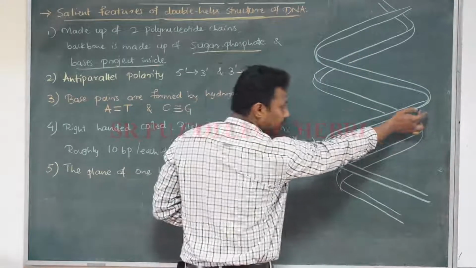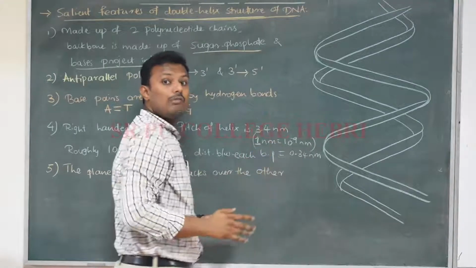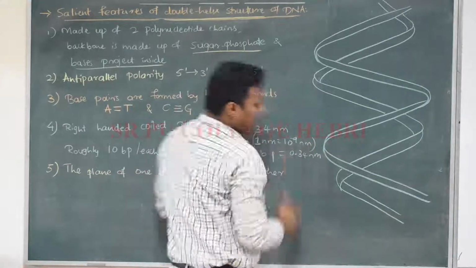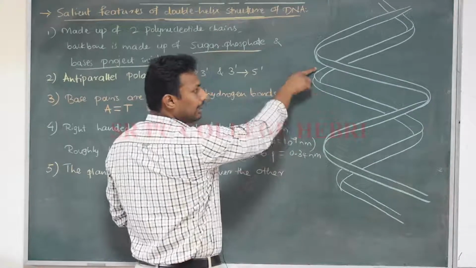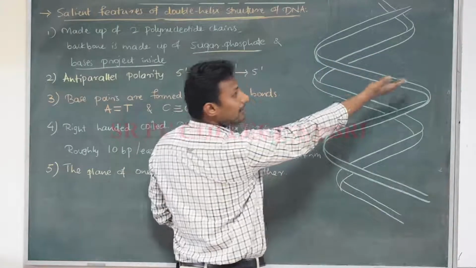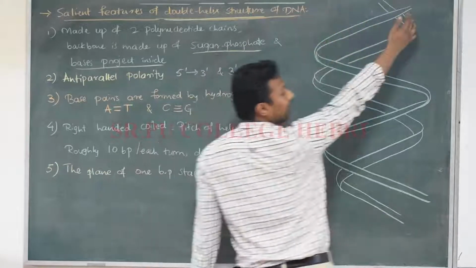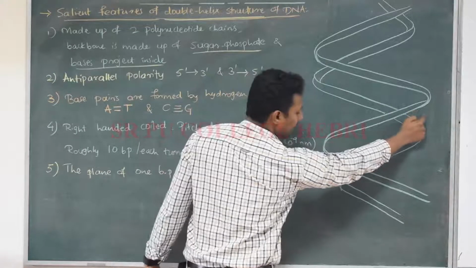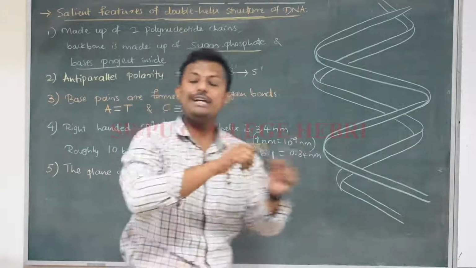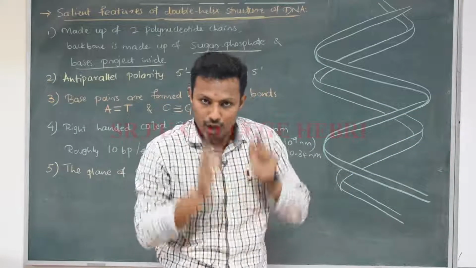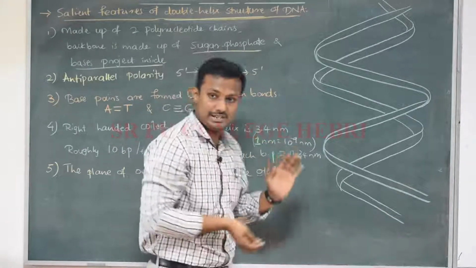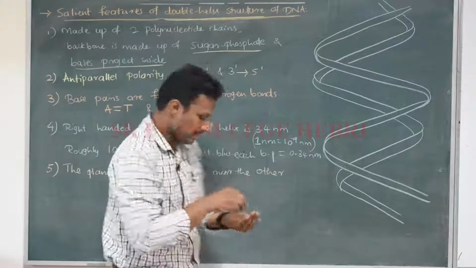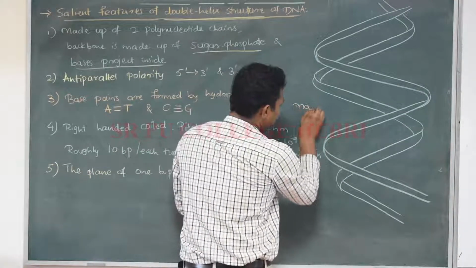This is the minor groove, this is the major groove, and major grooves and minor grooves always alternate with each other. Where the minor groove is here, the next minor groove is here, and the next one is here, and the next one is here. So alternating major grooves and minor grooves should be there, or in other words, major groove and minor groove should be opposite to each other. Then, this is the major groove.